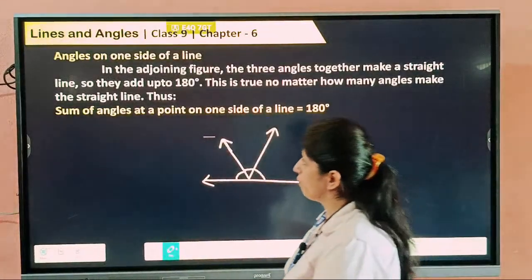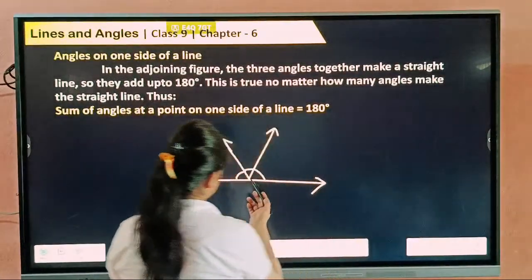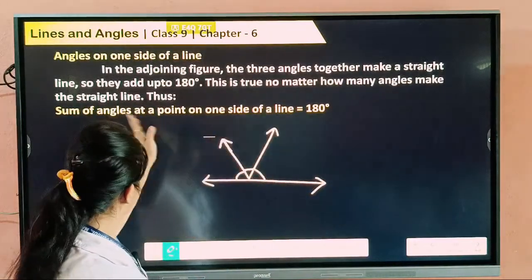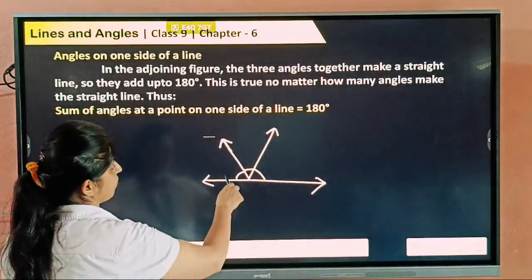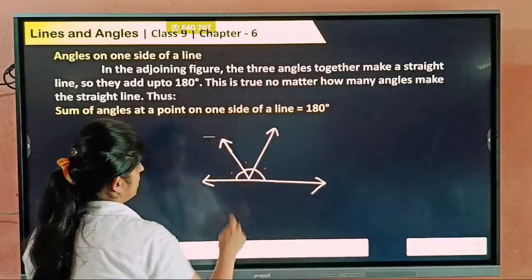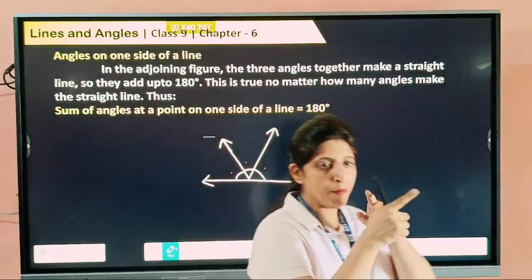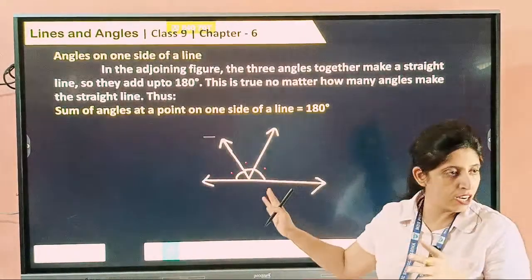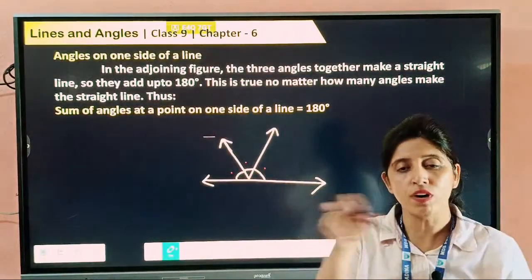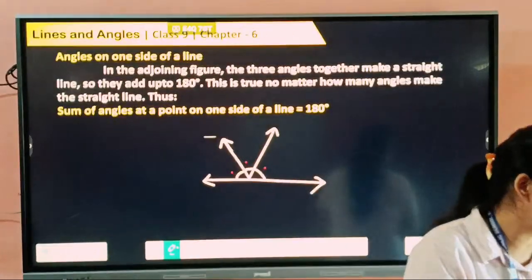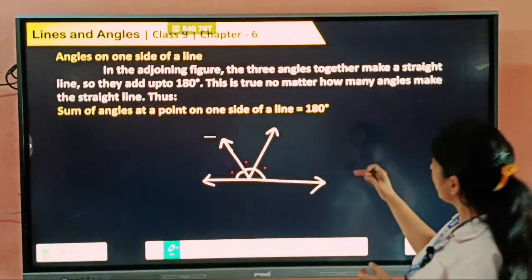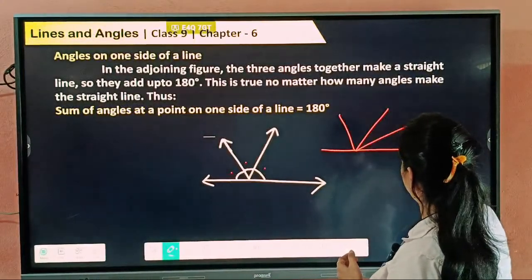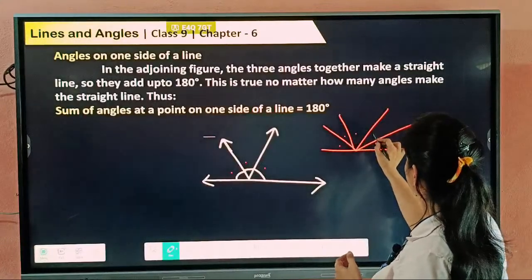angles on one side of a line. Look at this figure, we have one line only, then angles on one line means on one side of the line. If we make 3 angles, suppose 1, 2 and 3, their sum is 180 degrees. It is not necessary that you make only 3 angles. You can make any number of angles, but on one side of the line, their sum is always 180 degrees. You can make so many angles there also, like 1, 2, 3, 4, 5.